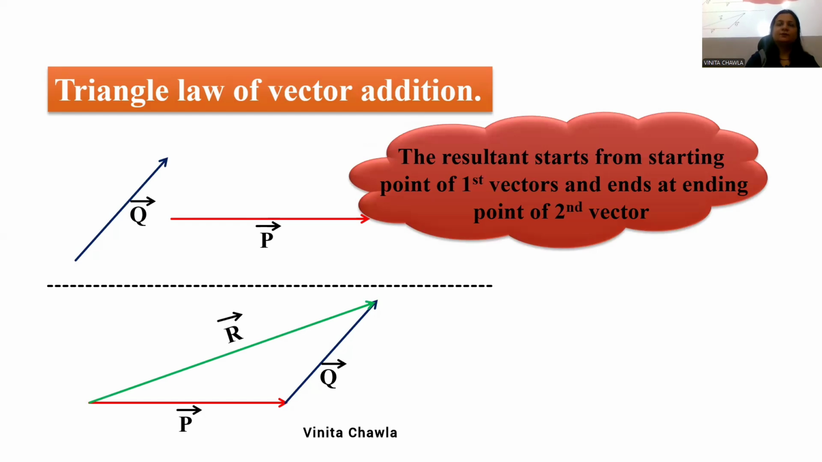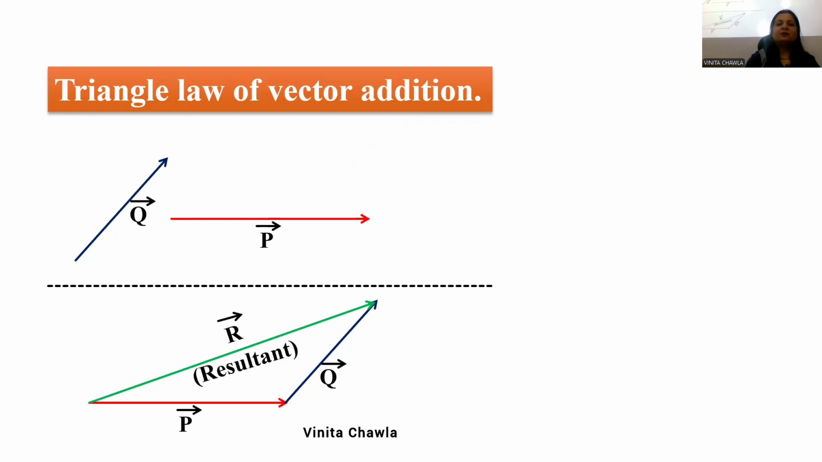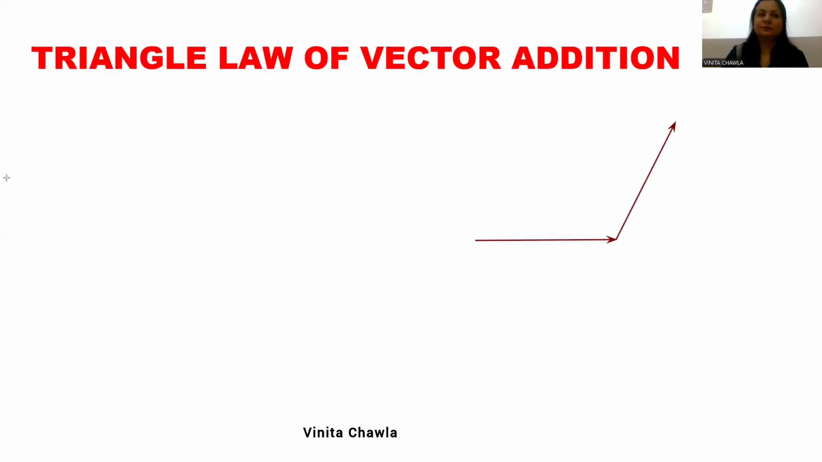Clear? So how do we write this resultant? It's vector P plus vector Q. How do we draw resultant vector? We start from this first vector and end at the arrowhead of second vector. This is how we draw resultant vector.